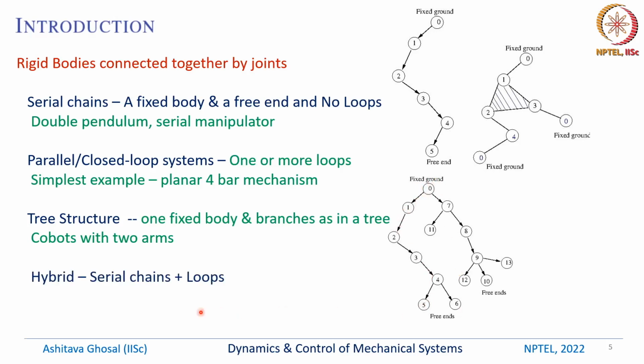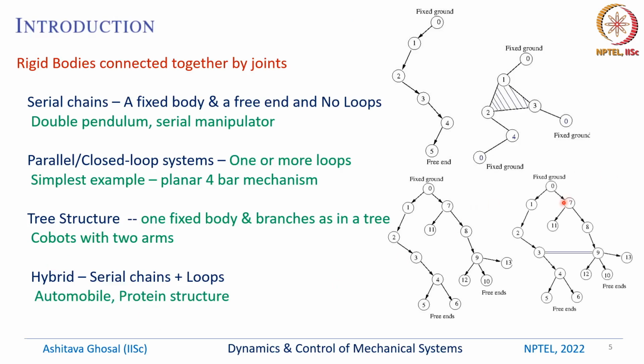And then there is something called hybrid systems, in which there are serial chains as well as loops. Okay, so here is an example, and there are many such examples in existence. An automobile has many serial chains, but it also has loops. So it's a combination of both serial chains and loops. And there is something called a protein. It's made up of a whole bunch of amino acids, and they are connected together, but there are also loops.